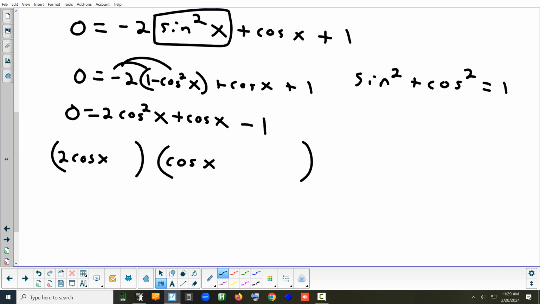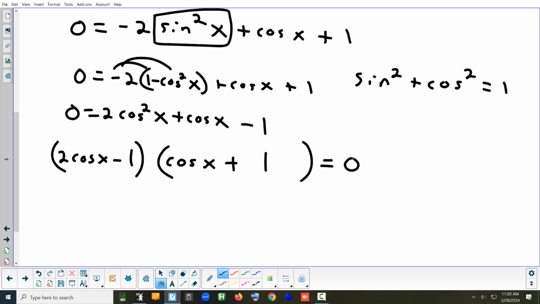Which one do you want to try in the first one? Let's try positive. And 2 numbers that multiply to give me 1. Yeah, 1 and 1. Let's check it. So 2 cosine times -1 is -2. -2 plus 1 is not what we want in the middle, so we need to switch the signs. Now we've got 2 cosine times 1, that's 2. Minus 1. 2 minus 1 is positive 1 cosine. Perfect.